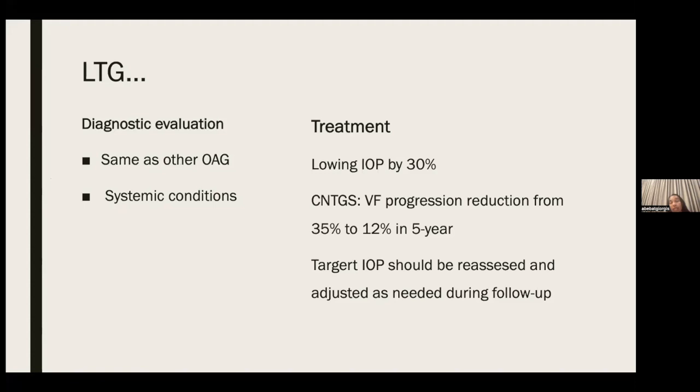Treatment, what has been suggested is to lower the intraocular pressure by 30% from baseline. The Collaborative Normal Tension Glaucoma Study has indicated that visual field progression was reduced from 35% to 12% over a 5 year period with patients treated to lower the intraocular pressure by 30%. And the target IOP should be reassessed, even if it's reduced by 30%, and adjusted as needed during the follow-up for each patient.